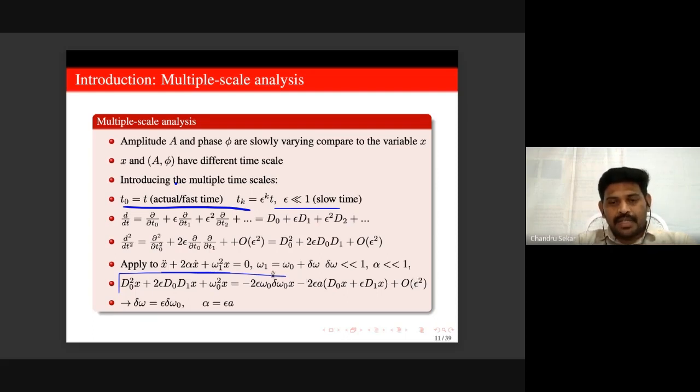To derive this equation, I have introduced this transformation. So I have changed the small parameters delta omega and alpha in terms of epsilon by introducing the new parameters delta omega naught and A. Delta omega naught and A are no longer small parameters. So only epsilon delta omega naught and epsilon A are the small parameters.